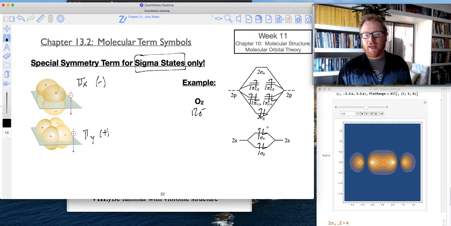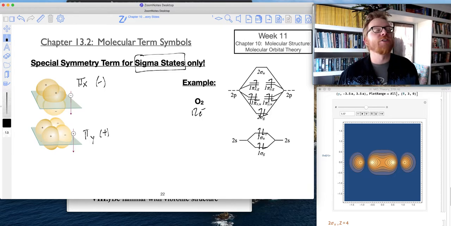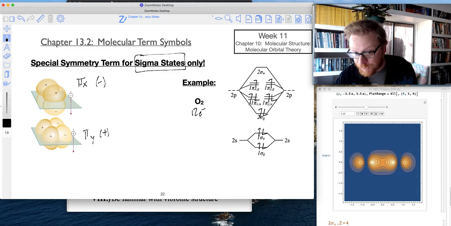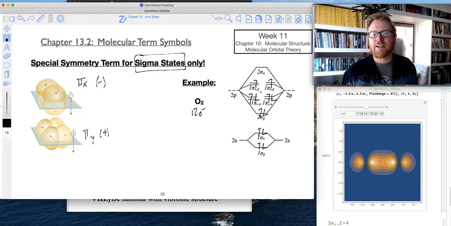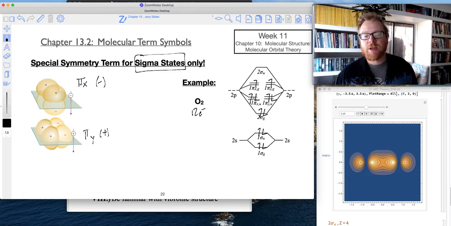Hund's rules, if 2 different degenerate orbitals exist, and that's what we have here with the 1 pi xg and the 1 pi yg. They're different, but degenerate. If 2 different degenerate orbitals exist, the lowest energy configuration is achieved with the triplet state. Okay, beautiful. So now, let's go and get the term symbols.